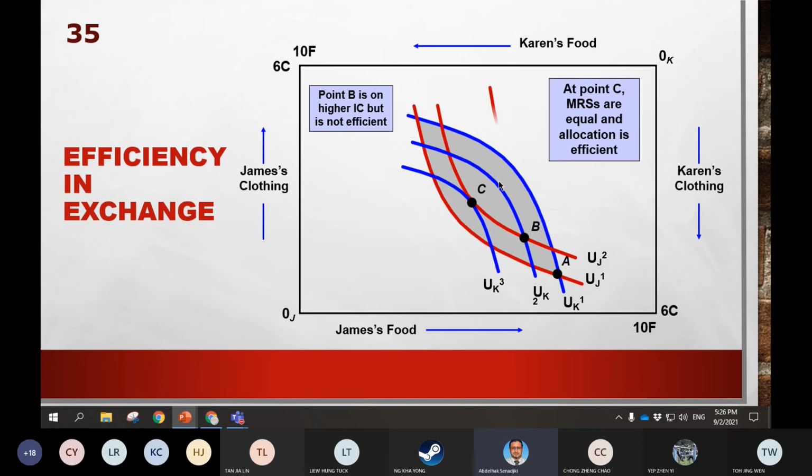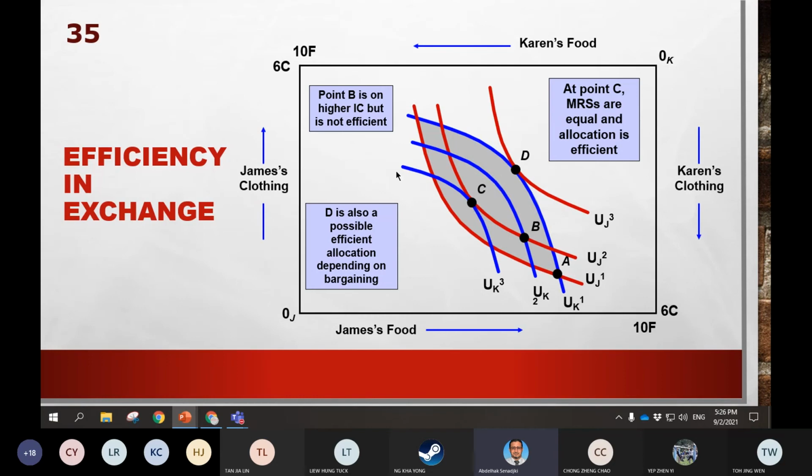Now you can tell me also, actually, Karen can stay at UK1 and James could change to UJ3, then we will have a new allocation at D, right? So point D is also a possible efficient allocation depending on the bargaining power. If Karen's bargaining power is more, she can expand her indifference curve, therefore she will be better off, then the efficient level will be at C.